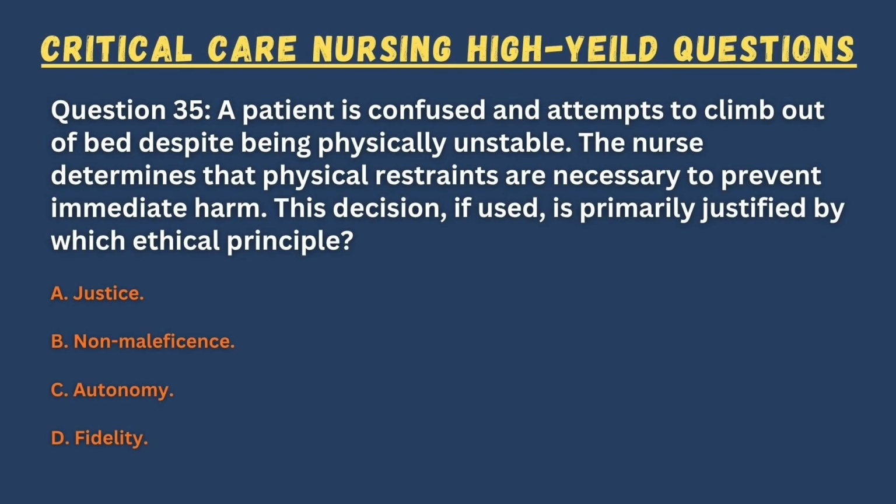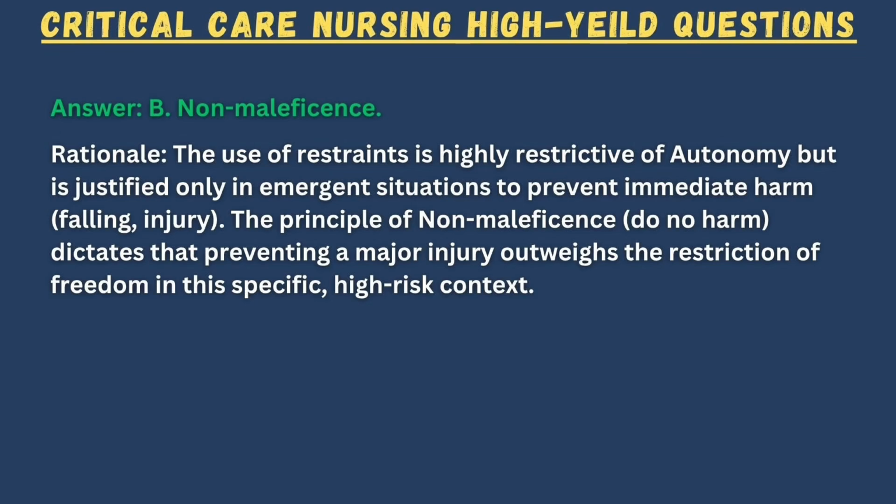Question 35. A patient is confused and attempts to climb out of bed despite being physically unstable. The nurse determines that physical restraints are necessary to prevent immediate harm. This decision, if used, is primarily justified by which ethical principle? A. Justice. B. Non-maleficence. C. Autonomy. D. Fidelity. Answer. B.